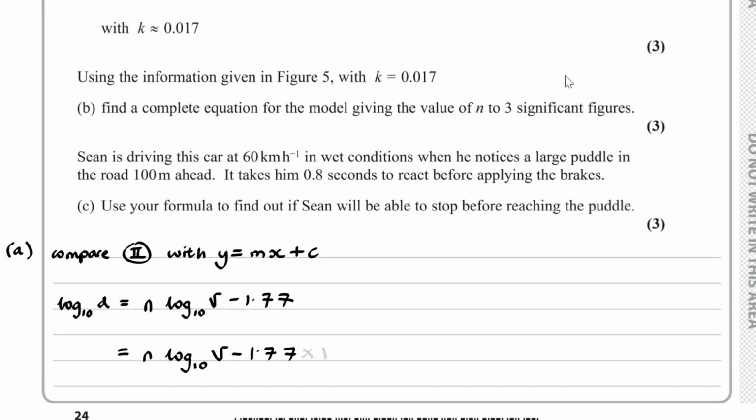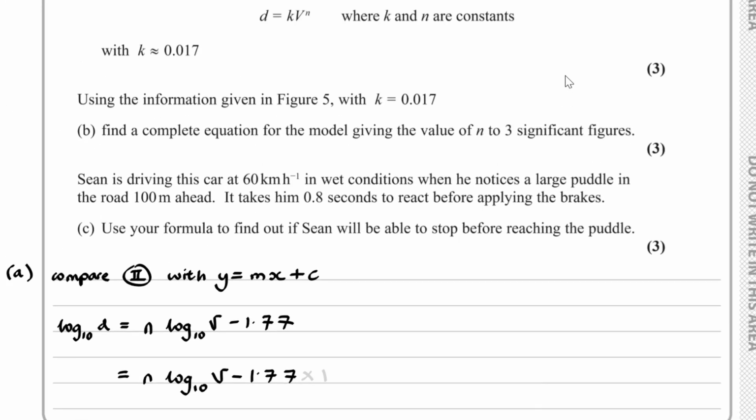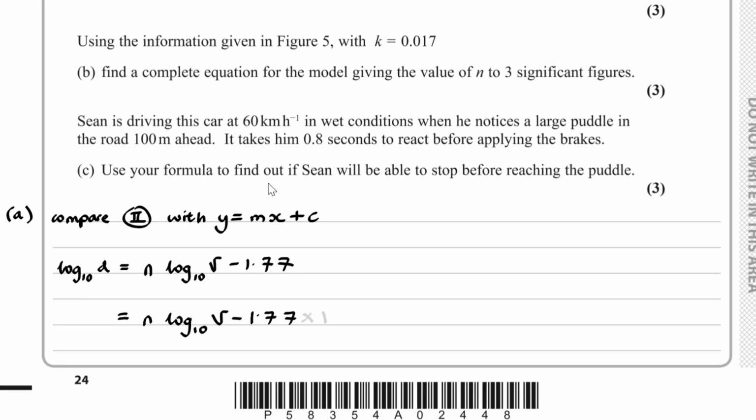And now for part C of the question. Sean is driving this car at 60 km per hour in wet conditions when he notices a large puddle in the road 100 meters ahead. It takes him 0.8 seconds to react before applying the brakes. We have to use our formula to find out if Sean will be able to stop before reaching the puddle. And the first thing that should instantly pop into your head is the units are different. Here we have kilometers per hour, here we have something in meters, here we have something in seconds. So the first thing I would suggest you do is make sure that the units are the same.